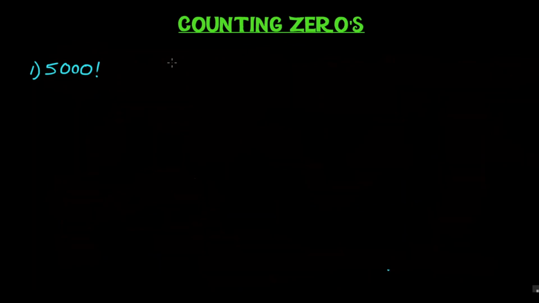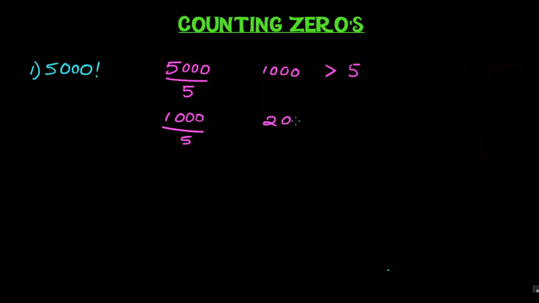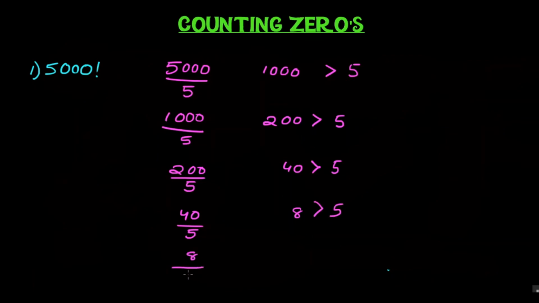So let's start off with 5000. The number n given here is 5000. We'll divide it by 5. The integral part we get is 1000. Now 1000 is greater than 5. So we'll again divide 1000 by 5. What we get is 200. It is again greater than 5. We'll again divide 200 by 5. We get 40. 40 again is greater than 5. So we'll divide it by 5. We get 8. 8 is greater than 5. So we'll again divide 8 by 5. What we get is 1.6.